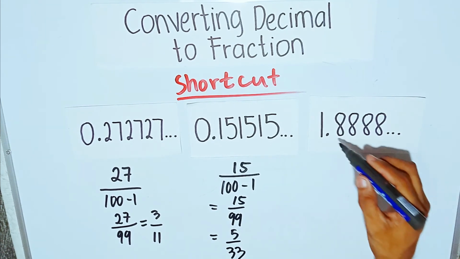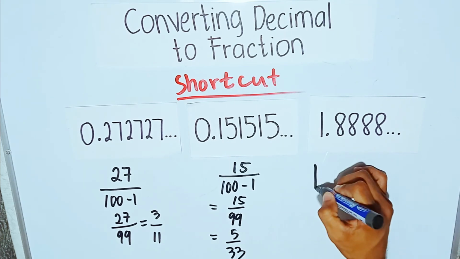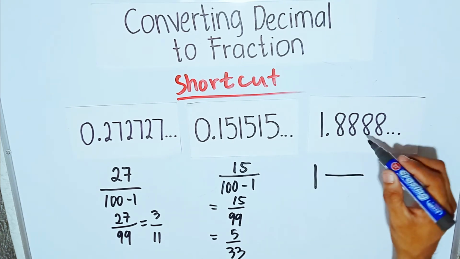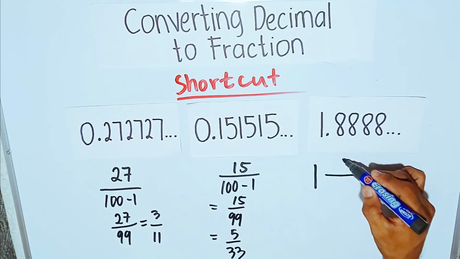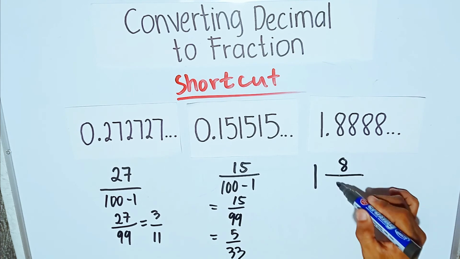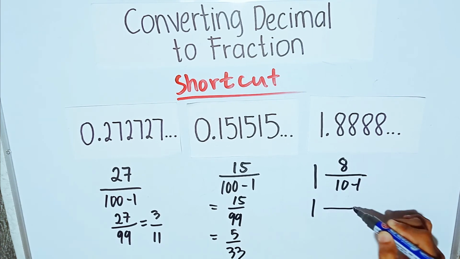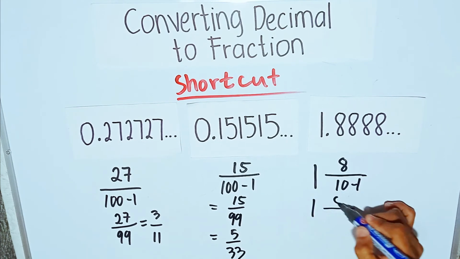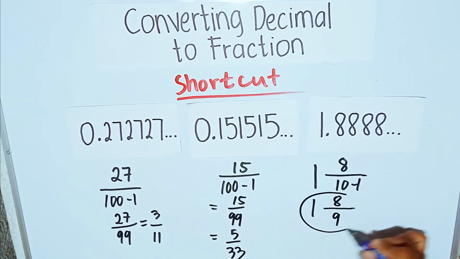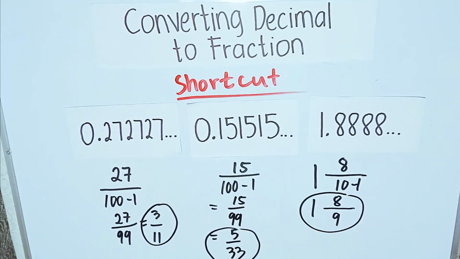Next, we have 1.8. So, meron tayong 1 dito. So, automatic, lagay na natin 1 dyan. And then, ano yung nauulit na number? Meron tayong nauulit na number na 8. And then, ano ba yung place value ng 8 na nauulit? Meron tayong 10 minus 1. So, therefore, meron tayong 1 and 8 over 9. So, ito na yung sagot.